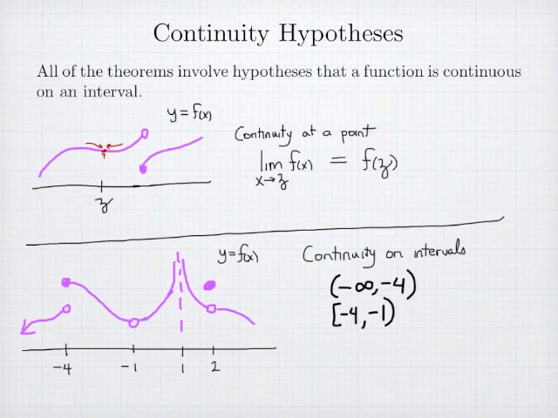At every point between -1 and 1, my function is continuous, but not at either endpoint. On the left, it's because my function doesn't exist. On the right, it's because my function is going to a vertical asymptote. There is no limit. So I say my function is continuous on -1 to 1, that entire interval.